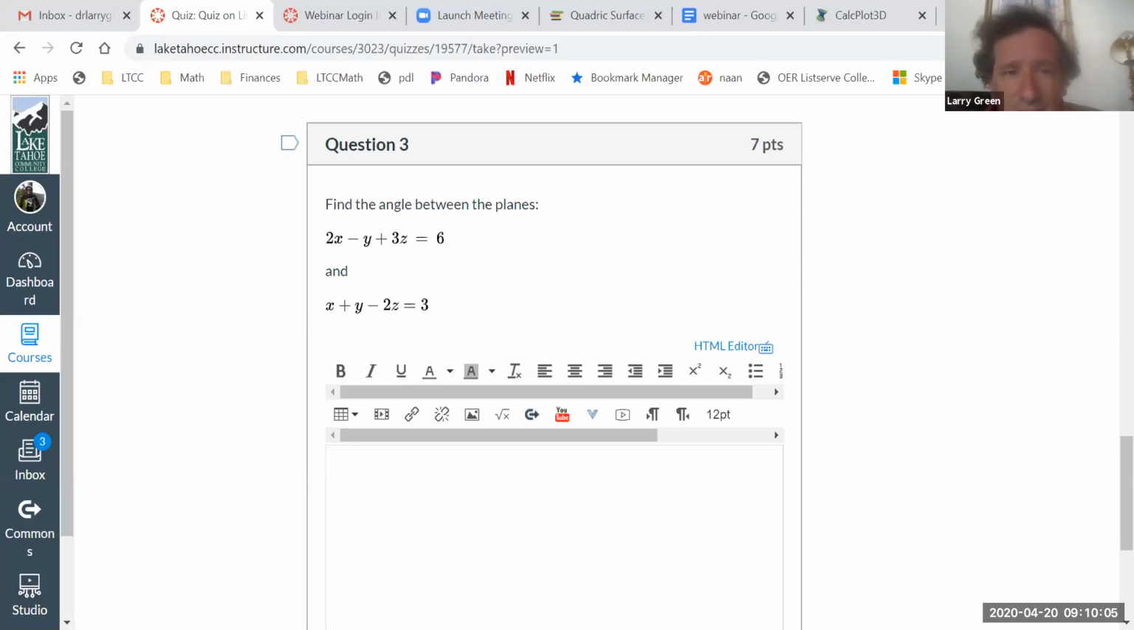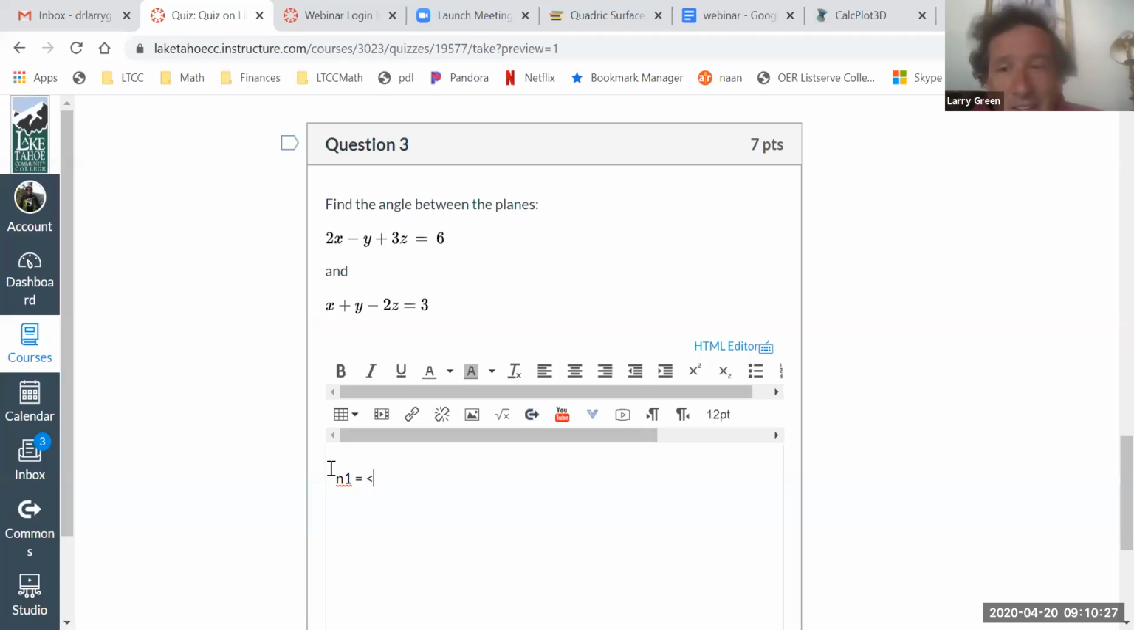Well, in this case, the vectors are the normal vectors. So the angle between two planes is the same as, or defined by, the angle between the two normal vectors. So what we need to do is find the normal vectors. So let's call n1 the first normal vector.